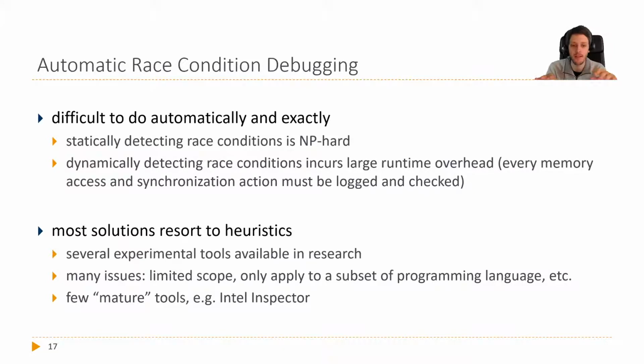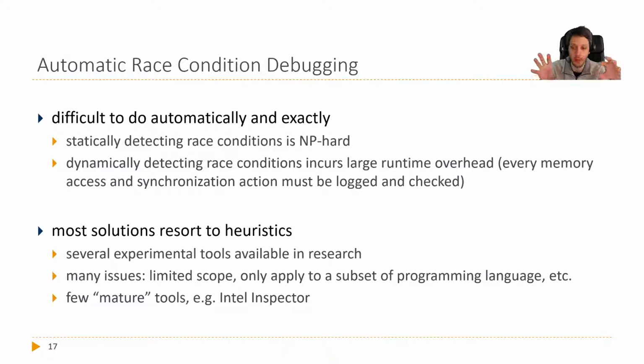Dynamically detecting these race conditions is possible, obviously, but incurs a large runtime overhead because you need to check every memory access and you need to check, did any synchronization happen in between? Is the synchronization really securing and safeguarding this critical region that I had before, and so on and so on. All of this must be logged, all of this must be checked and computed against each other, and this has a lot of runtime overhead, as I will show you in a bit.